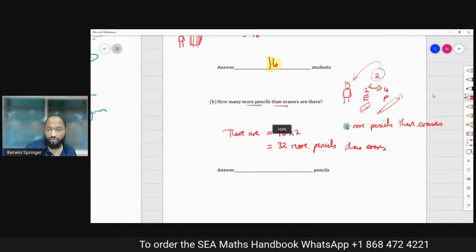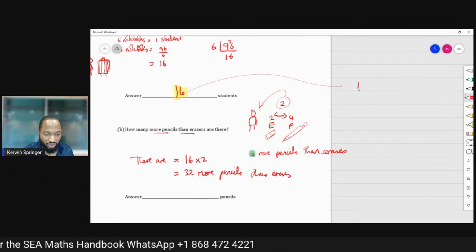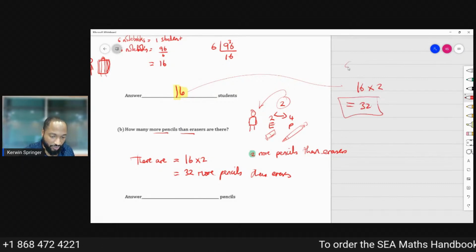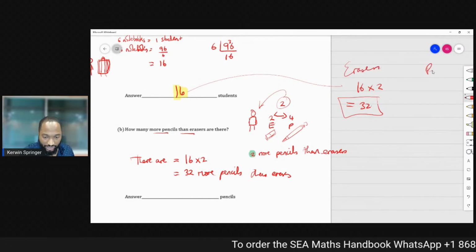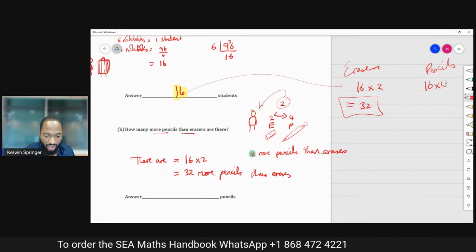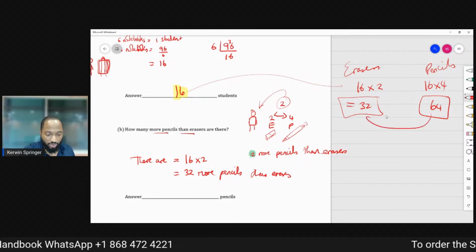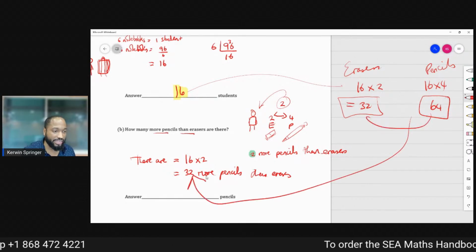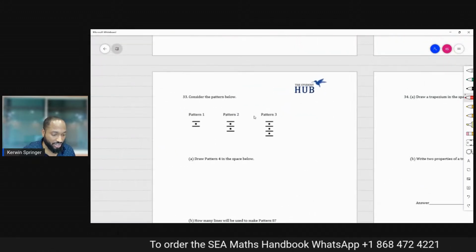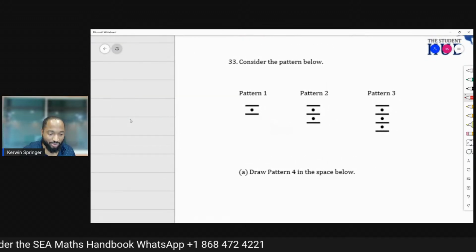And some of you may have said, okay, 16 students, and each student has 2 erasers. So 16 times 2 is 32. So you got the total number of erasers. And then the pencils, you got the total number of pencils. So there's 16 students and 4 pencils. So 16 times 4 is 64. So then you subtract and you still end up with your correct answer, which is 32. That's good. If you do it like that, your brain is working, and that's all we want. We want your brain to be working.